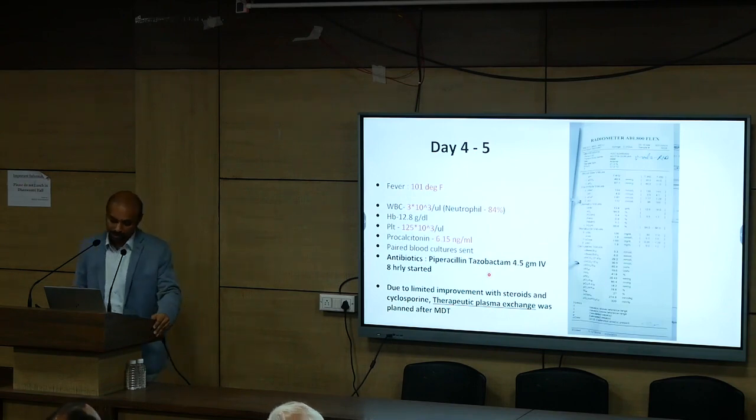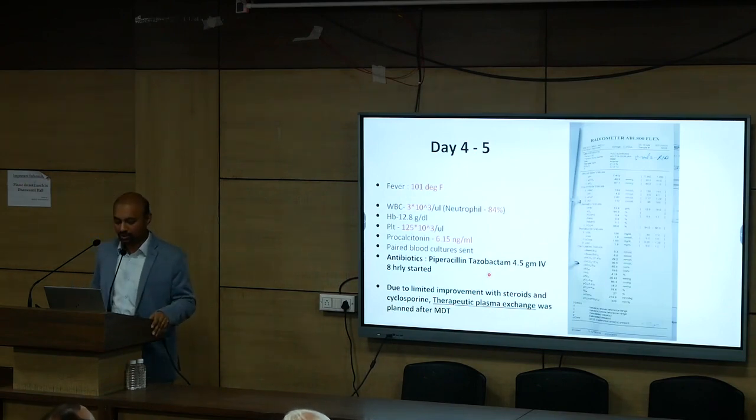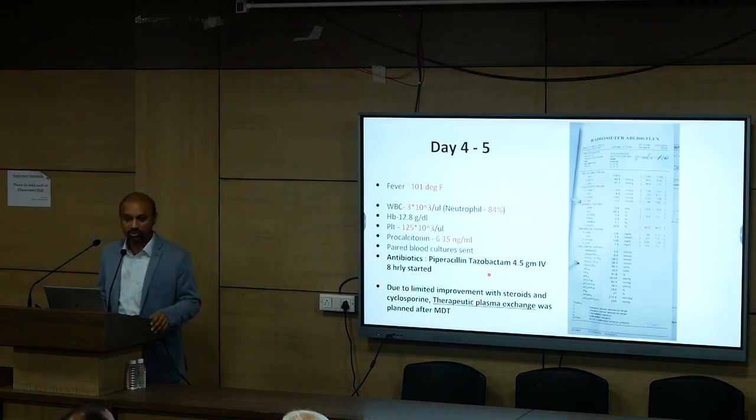Now talking about a few days later, on day 4, the patient had a fever spike of 101 degrees Fahrenheit. He had leukopenia along with thrombocytopenia. Now a patient is spiking a new fever. Whenever the patient spikes a new fever, we always do a sepsis screening. In that, we sent an inflammatory marker, procalcitonin. Procalcitonin was found to be 6.15 nanogram per ml.